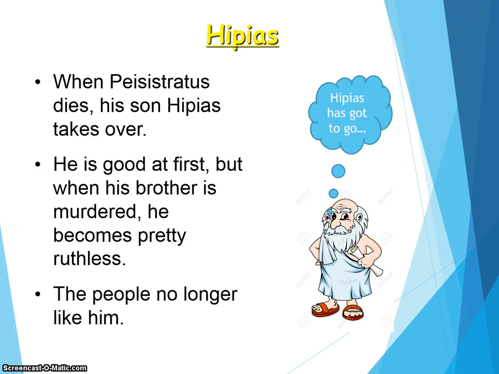So when Pisistratus dies, his son Hippias takes over. And at first he's pretty good, but when his brother is murdered, he becomes pretty ruthless. He's pretty paranoid, and the people no longer like him. This guy Hippias has got to go.